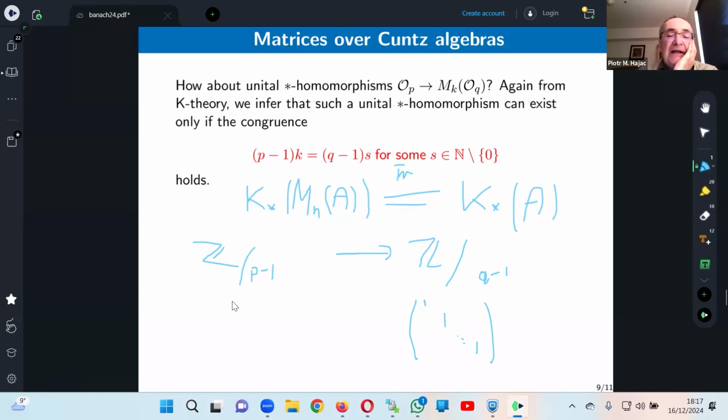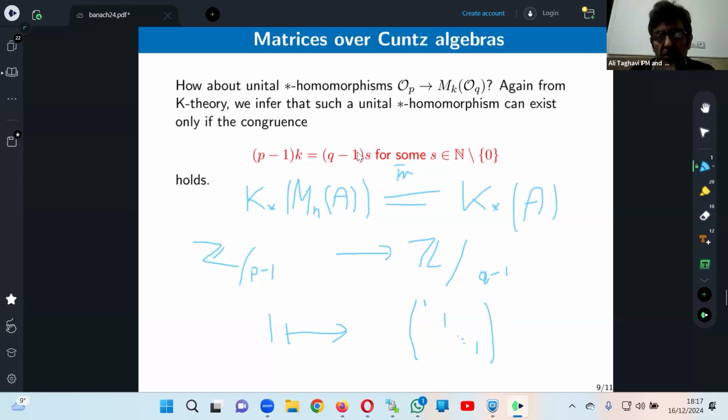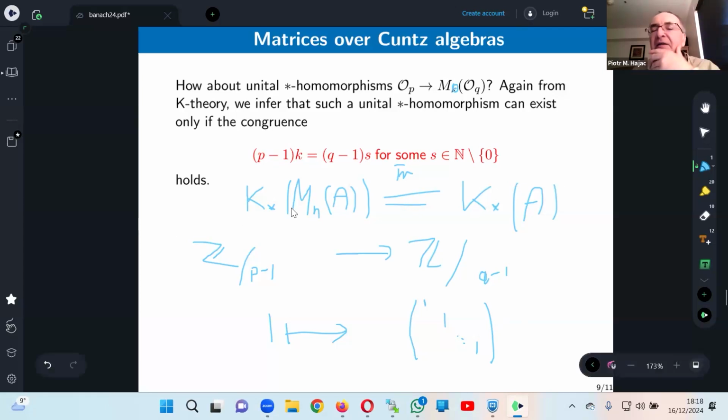So basically, I know that I have one here, which goes to one there. But one there is not just one in O_Q. It is one in M_K of O_Q. So you will have K ones here, right? This is what gives me this factor over here. It's P minus 1 times K, which must be 0, which means being equal to S times Q minus 1. So the fact that I have matrices here is felt in the class of 1, because I not only have to have K groups preserved, but also the class of 1 has to be preserved.